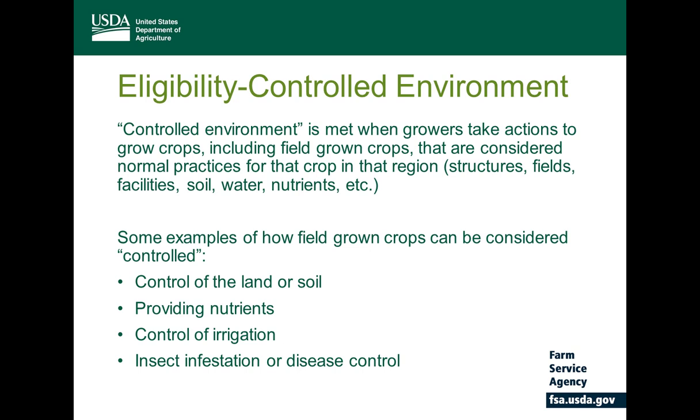And I know there's been quite a few questions on that. So when we look at controlled environment, what we're talking about is it's met when growers take actions to grow crops, including field-grown crops, that are considered normal practices for that crop in their region. So structures, fields, facilities, soil, water, nutrients, et cetera, that goes into it. Some examples of how field-grown crops can be considered controlled are control of the land or soil, providing nutrients, control of irrigation, insect infestation, or disease control. So all of those are examples of what can be considered controlled.